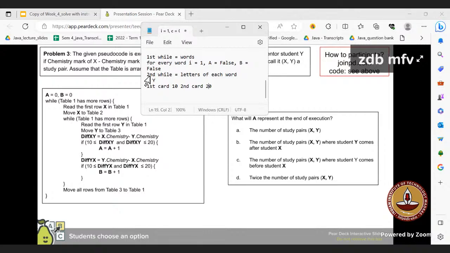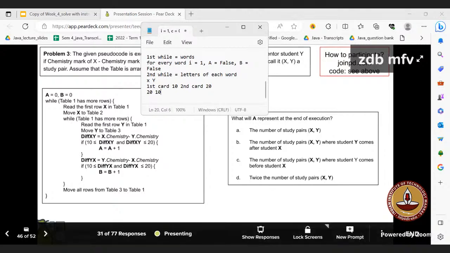But what happens if card y is coming first? Like if 20 is coming first and 10 is coming second, then that will be counted as a pair, no? Yes, ma'am. That means student y should come after student x. If it is a pair, then x minus y only we are checking, no?